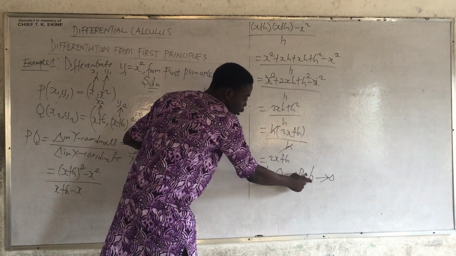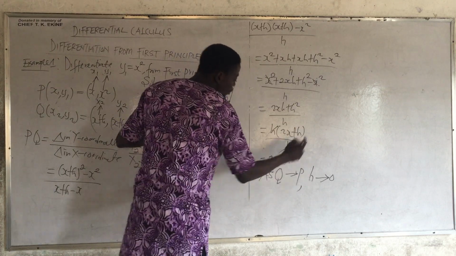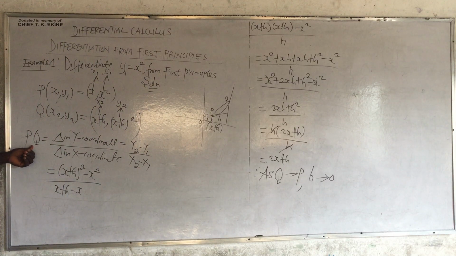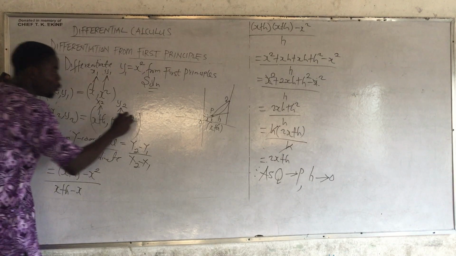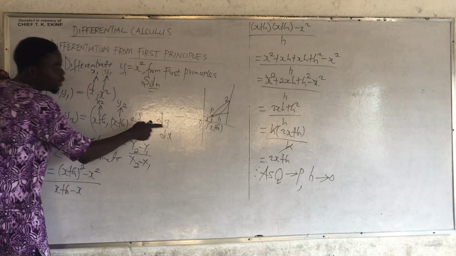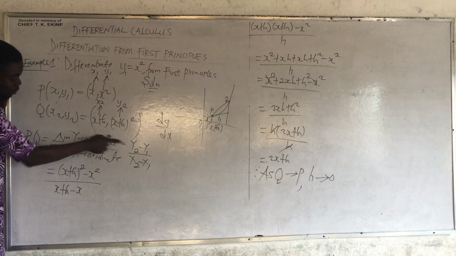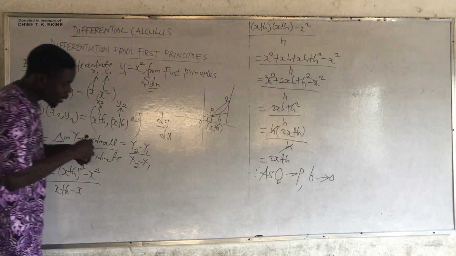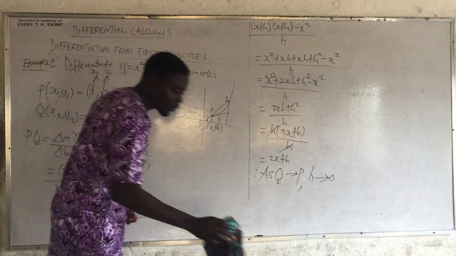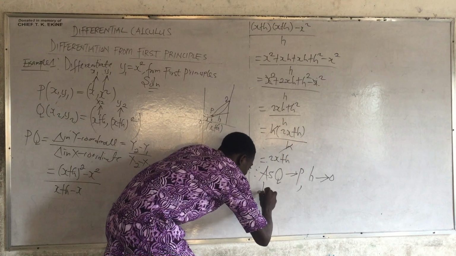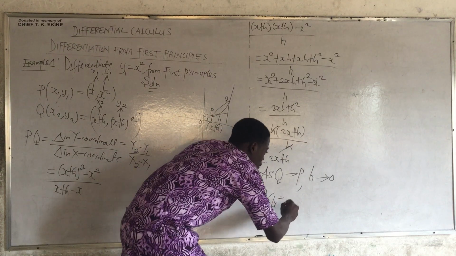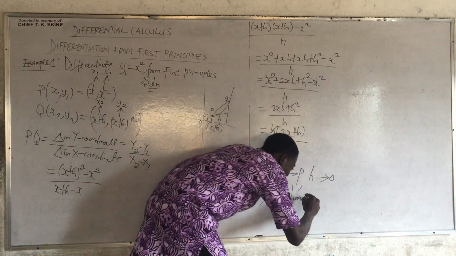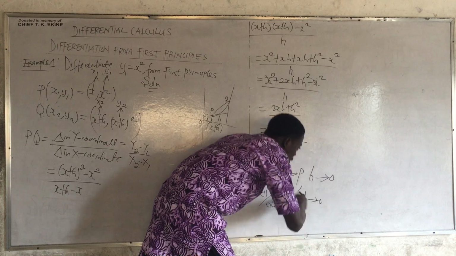Anywhere I see h, put 0. So therefore, take note, this is what people are saying as dy/dx, because dy/dx means change in y all over change in x. So I can conclude here by saying that therefore dy/dx will be equal to the limiting value as h tends to 0.